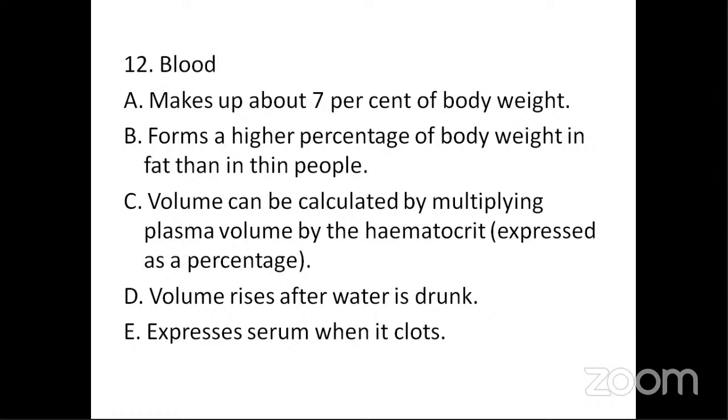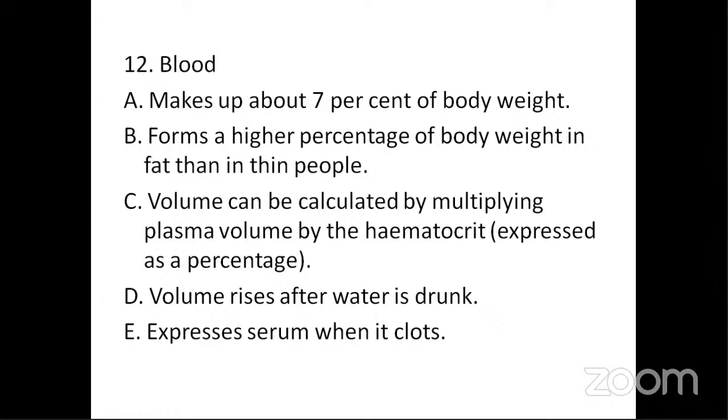Coming to the answers, first option: blood makes up about 7% of body weight. It is true. For example, a 70 kg man contains about 5 liters of blood, so about 7% of body weight. It is true. Second thing is, blood forms a higher percentage of body weight in fat than in thin people.